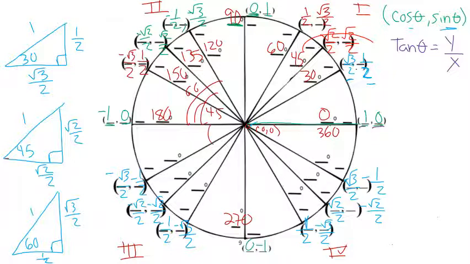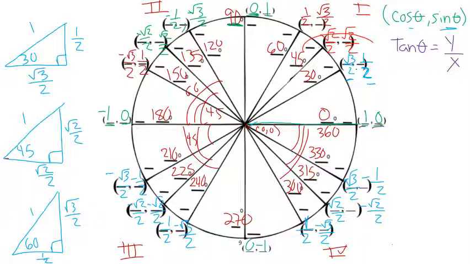Same thing here. If I now take 180, if I add 30, that would be 210. If I add 45, that would be 225. And if I add 60, that would be 240. And then in the other direction, if this is 360, if I subtract 30, that's 330. If I subtract 45, that's 315. If I subtract 60, that's 300.